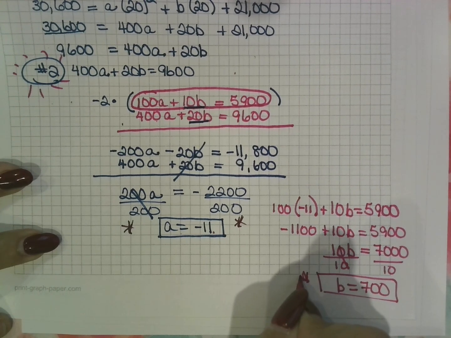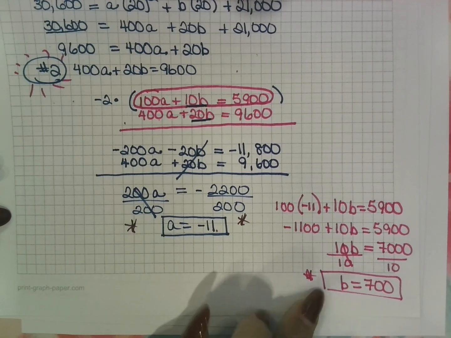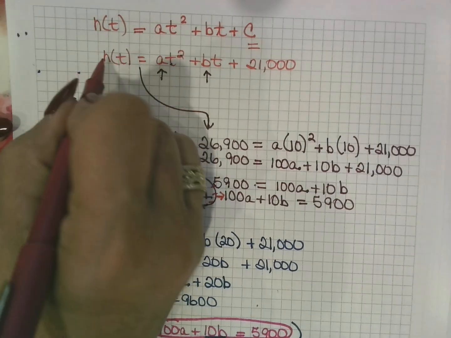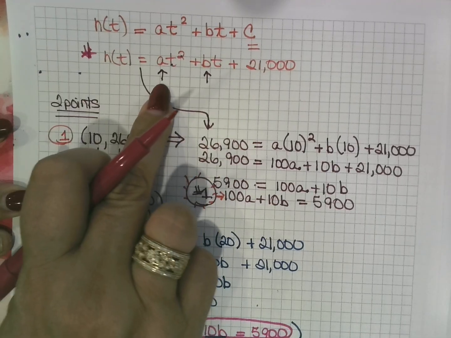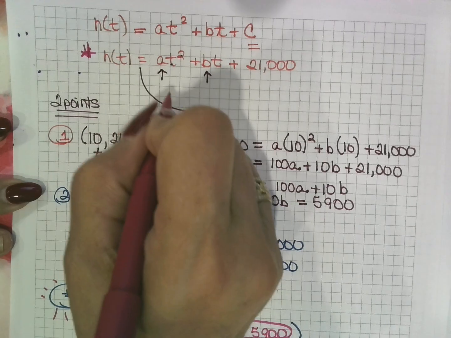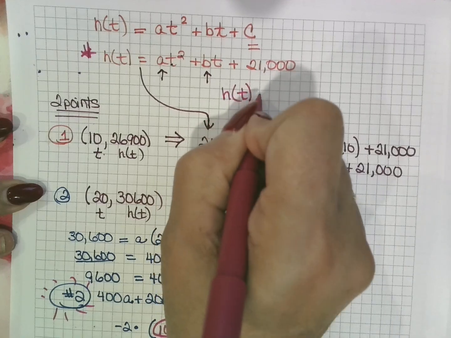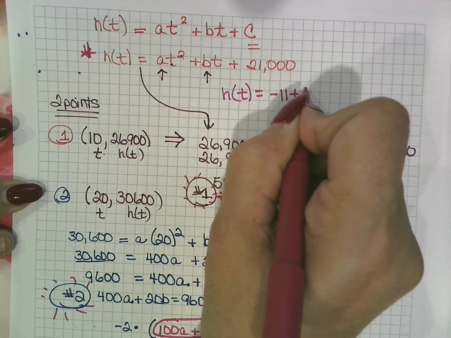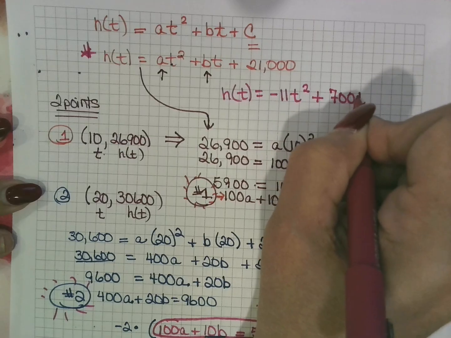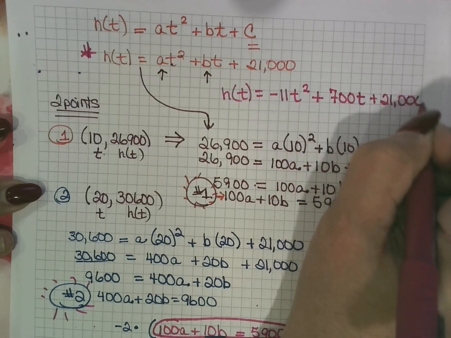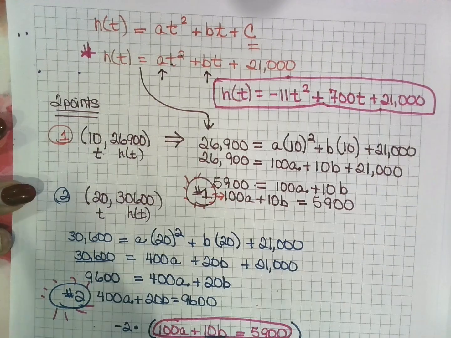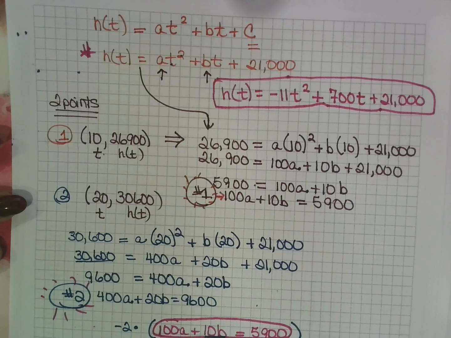So, okay, we're in business. We know what A is. We know what B is. So now we can go way back to this original guy and plug in A and B. A was negative 11. So let's rewrite this. H of t equals negative 11t squared plus B was 700t plus 21,000. So we've got our quadratic function. This is huge, guys. We're almost there. But we haven't answered the question yet.